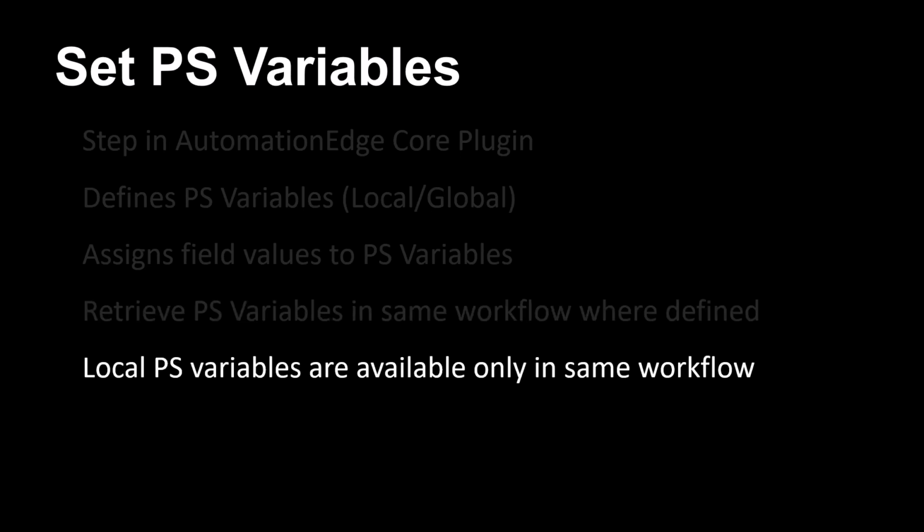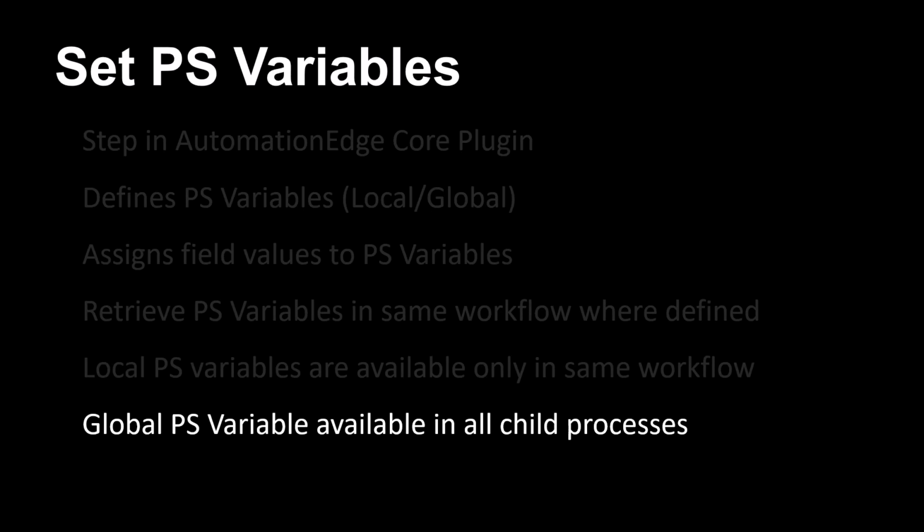Local Process Studio variables are available in the same workflow. Global Process Studio variables are available in all child workflows or processes throughout the life cycle of the parent or the root process. Now let us go to Process Studio and check the Set PS Variables step configuration options.